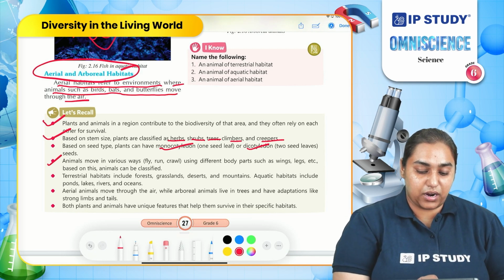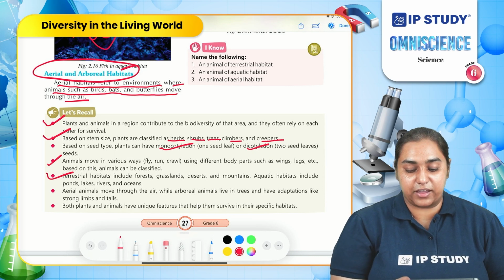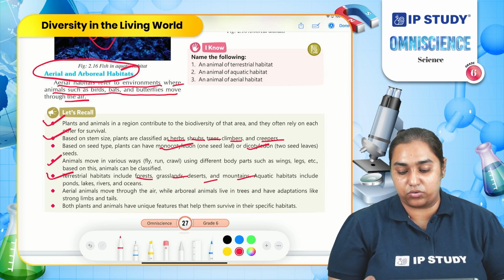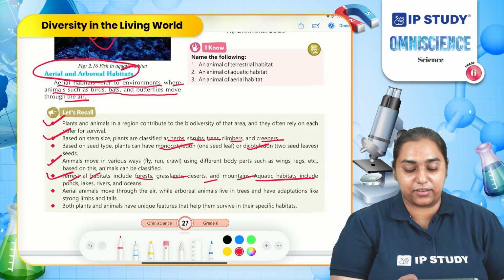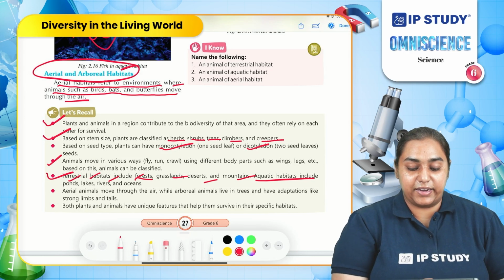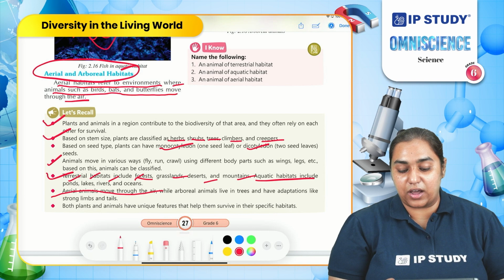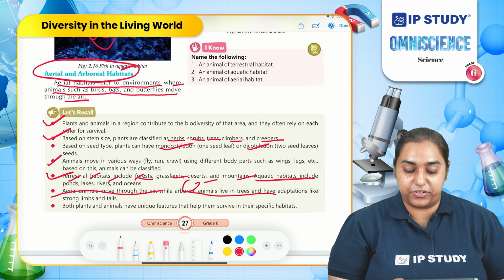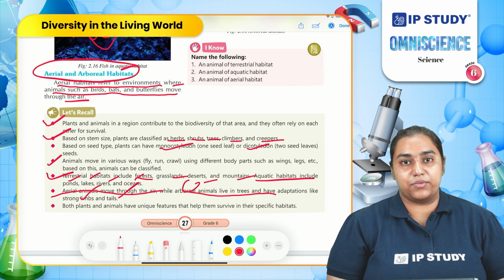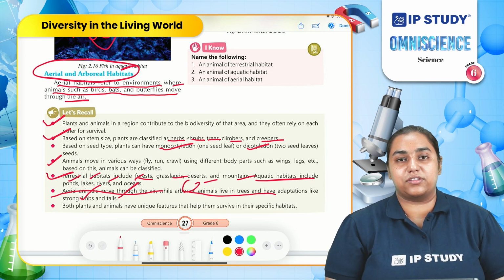Different types of habitats include terrestrial habitat, which has forest, grassland, desert and mountain. Another category is aquatic habitat, which includes ponds, lakes, rivers and oceans. Aerial animals move through the air, while arboreal animals live on the trees. Arboreal animals have special features like strong limbs and tails. Both plants and animals have unique features which allow them to stay in their habitat.